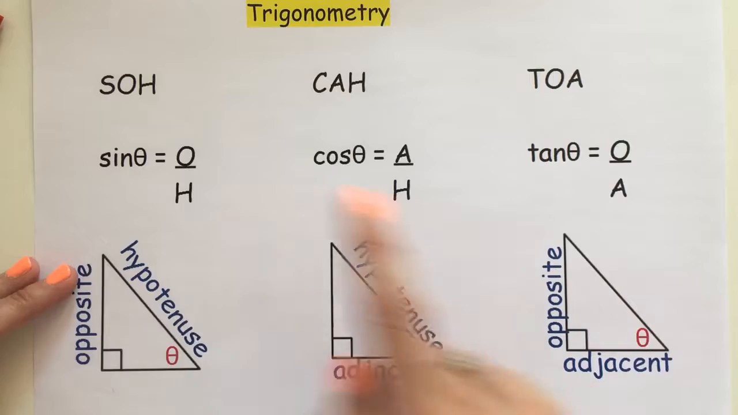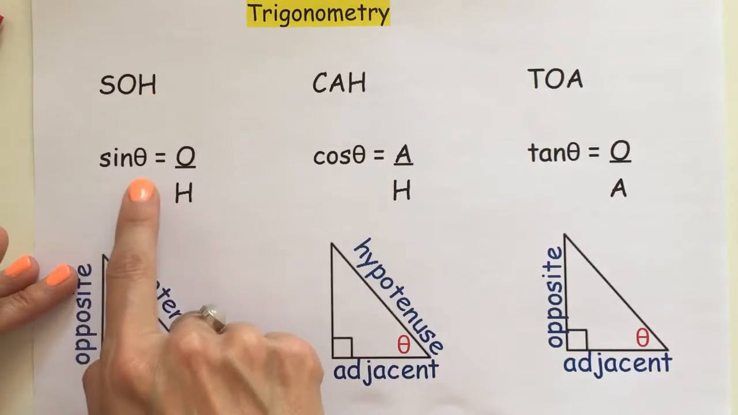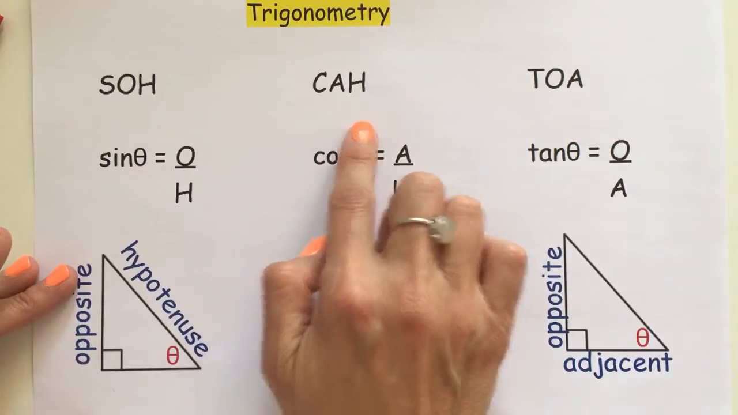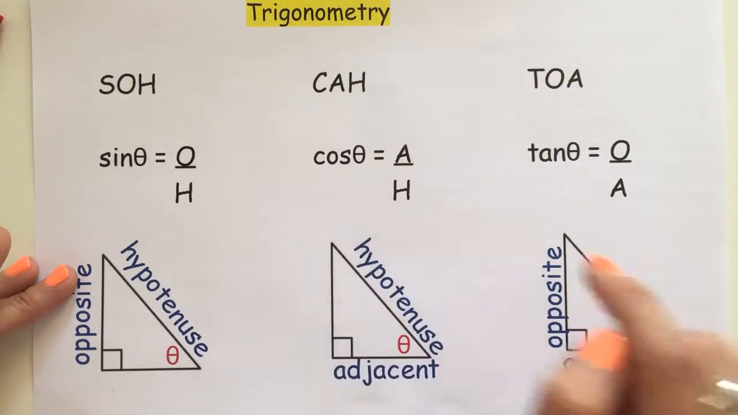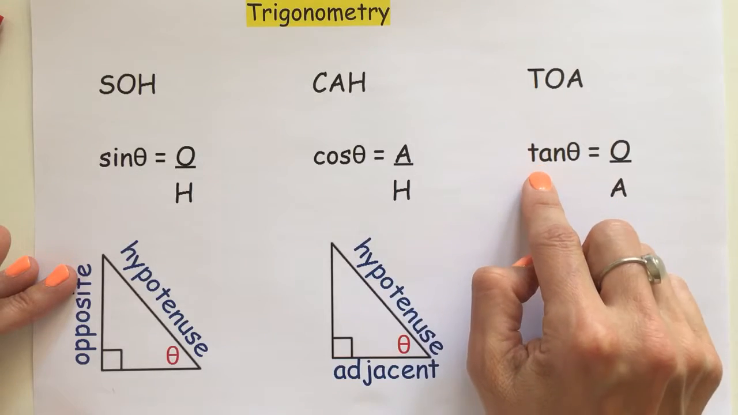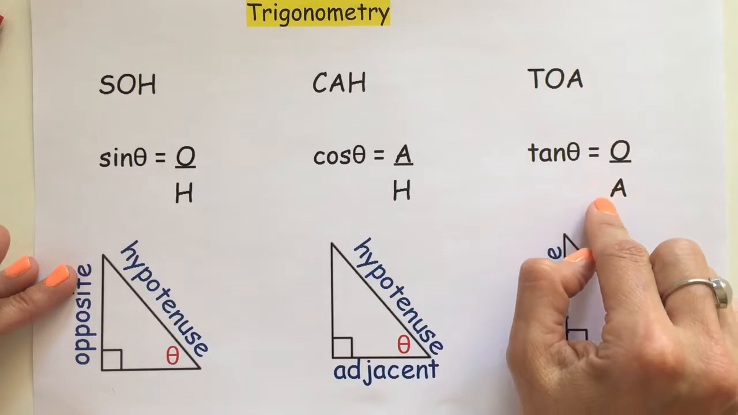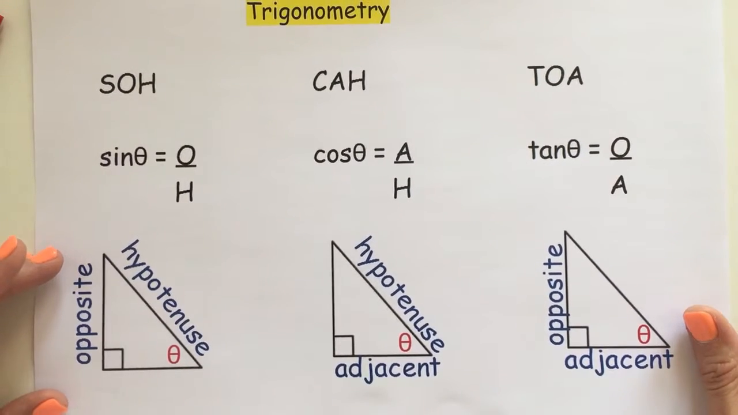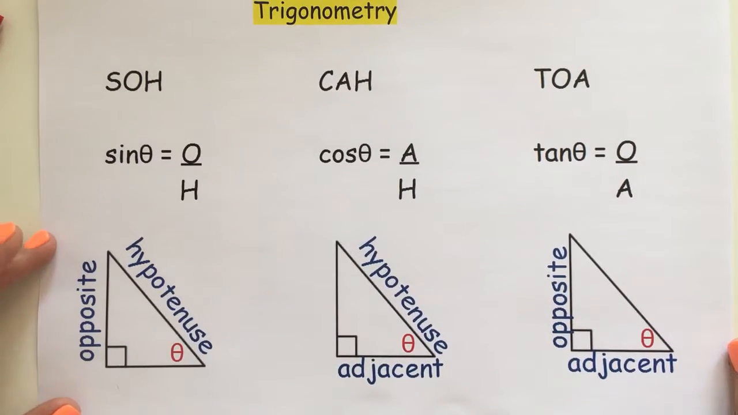So SOH references sin, CAH references cos, and TOA references tan, O over A, TOA. Okay, so that's how to remember them. SOH CAH TOA. Now, why do we use each one?